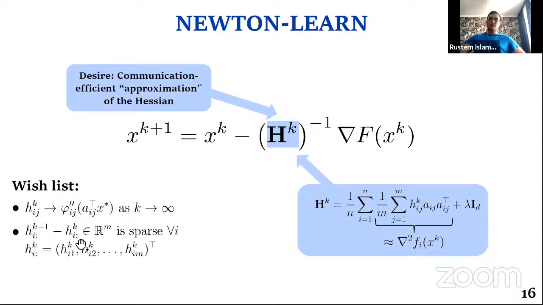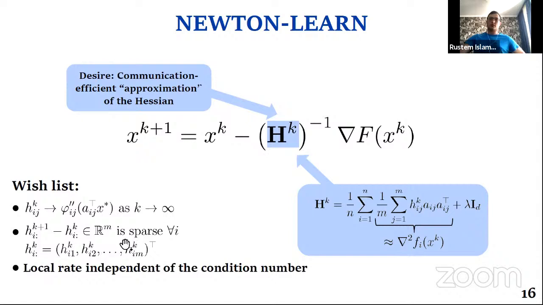But the update, which belongs to the i-th node, so this is a coefficient which belongs to the i-th node, this update should be sparse. So for example, we update only 1, 2, or for example 3 elements of this vector, or some only 3 elements, for example. And of course we want the local rate to be independent of the condition number. So this is our wish list.